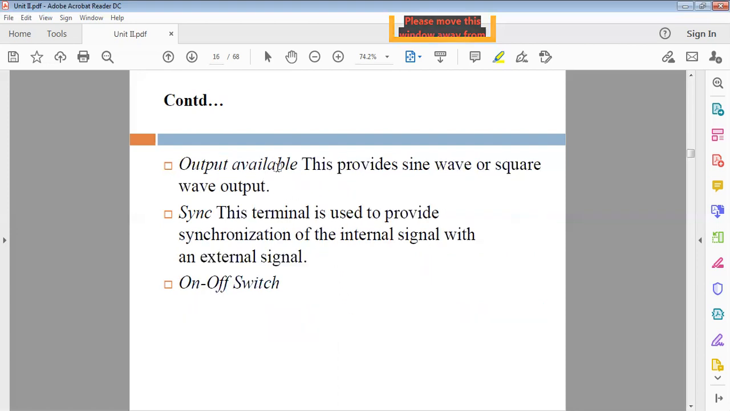Next, we have output available knob. By connecting the CRO probe to this output, we can observe either sine wave or square wave. Next, sync. Sync is used to provide synchronization with the external signals. And in the last, we have an on and off switch, which is used to switch on or switch off the generator. So this is about the AF sine wave and square wave generator.